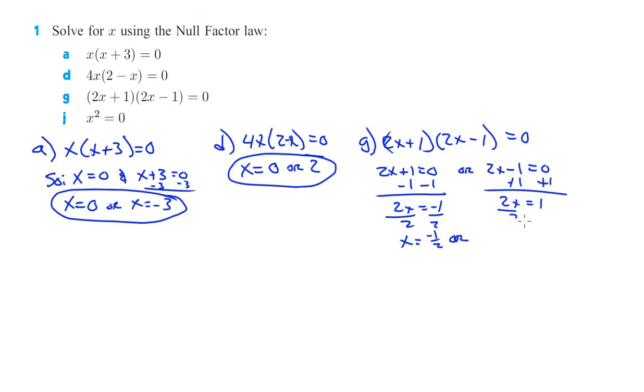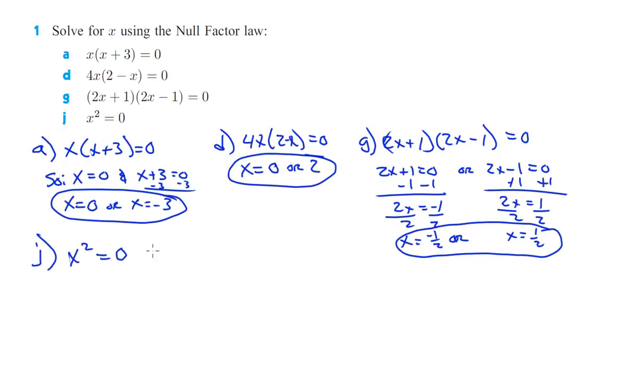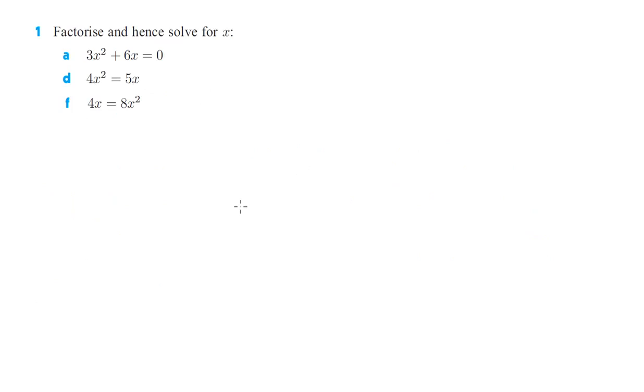2x equals 1 divided by 2, or x equals 1/2. Okay, so we get x equals negative 1/2 or positive 1/2. Okay, and then let's try the last one here. x squared equals 0. So really simply enough, what times itself will give you 0? Just 0. Okay, x will equal 0. It's the only one that'll work. All right, moving on to the next one.